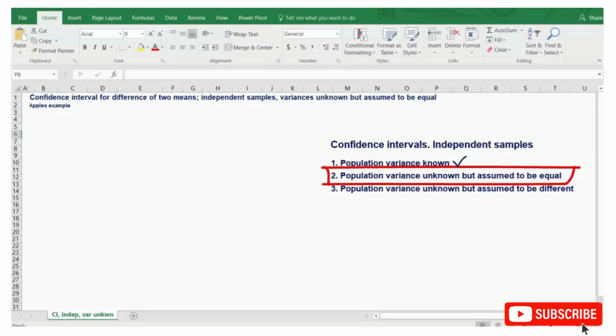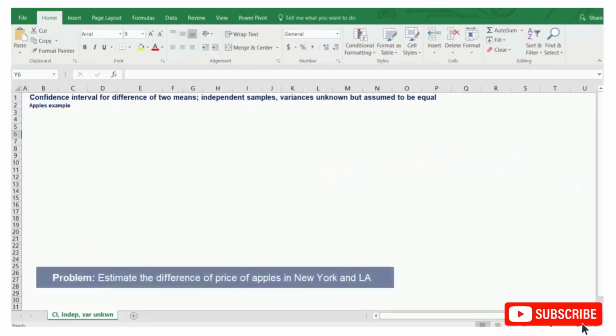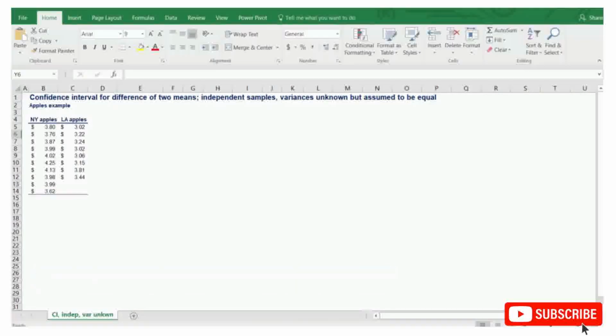Alright, think about this example. You are trying to calculate the difference of the price of apples in New York and LA. You go to 10 grocery shops in New York, and your friend Paul, who lives in LA, visits 8 grocery shops in order to help you with the research. Once you've organized the data in a table, you start reflecting on how you can create a confidence interval that shows the difference between the price of apples in New York and LA.